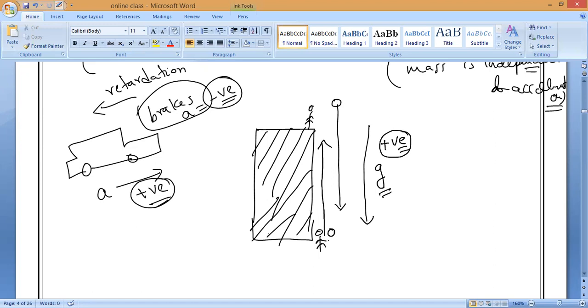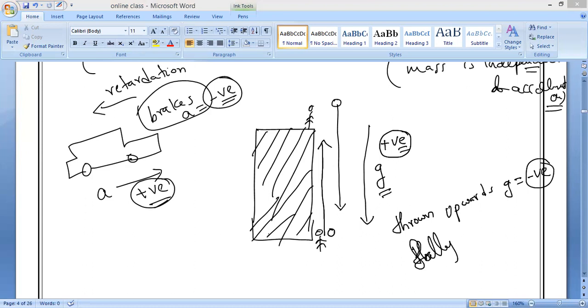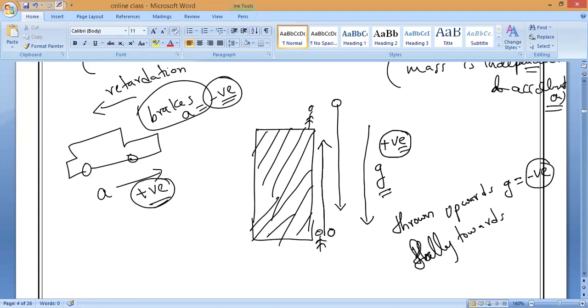Now, if Haris throws the stone upwards, the gravity is acting downwards, but the stone is moving upwards. So g will be taken as what? Please respond. If it is thrown upwards, then g will become negative. Is it okay, everybody? Now, if the stone is falling towards the ground, towards the earth, then g is positive. Clear?